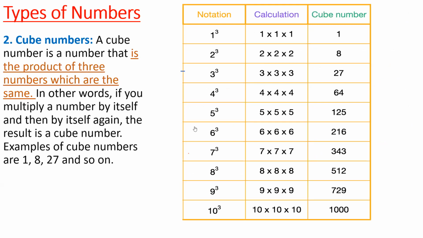Aliana, can you read the definition for cube numbers for me, please? A cube number is a number that is the product of three numbers which are the same. In other words, if you multiply a number by itself, then by itself again, the result is a cube number. Examples of cube numbers are 1, 8, 27, and so on. Very good. So let's look at the first cube number, which is 1. How do we get 1? 1 times 1, which is 1. Very good.